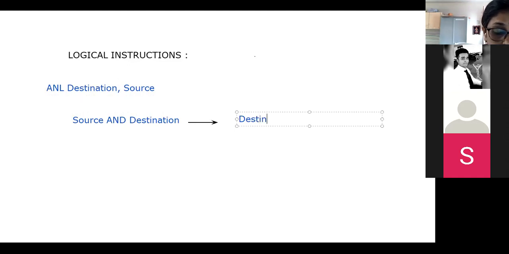So here, the source AND operation is performed on the destination, and the result will be stored in the destination, obviously. Are you getting the point?